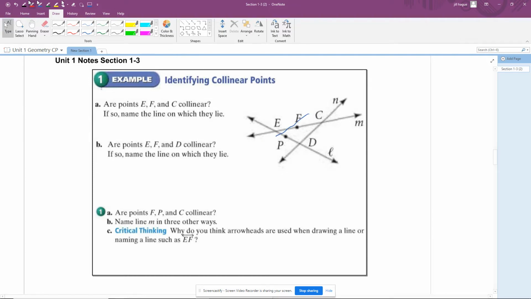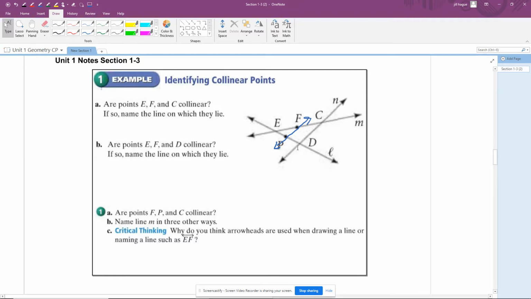Okay, but points F and P are also collinear because you could draw a line. Oh, that's a horrible line. Hold on. You could draw a line through those points. Okay, the line does not have to exist. So E and F are collinear points. They're not collinear on line M. They're not collinear on line N. They're collinear on the blue line I just drew.